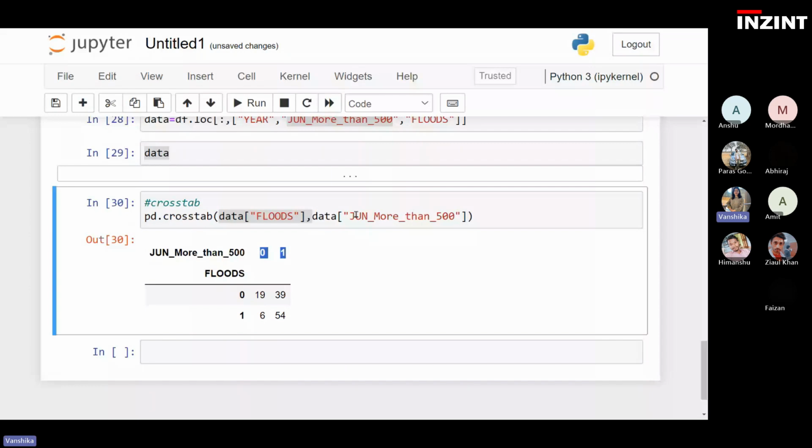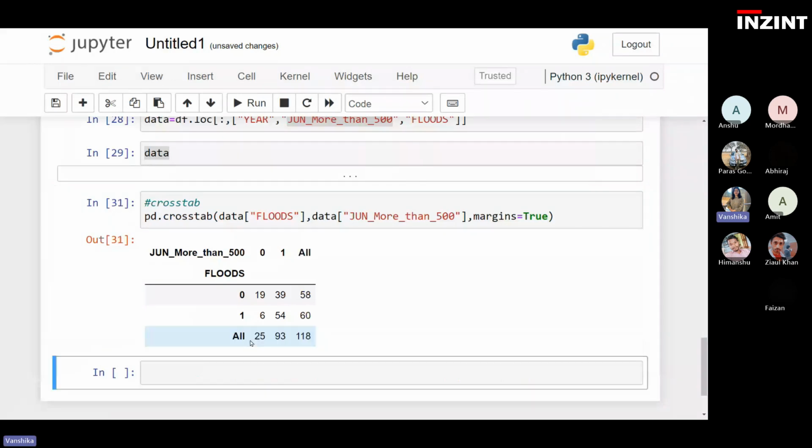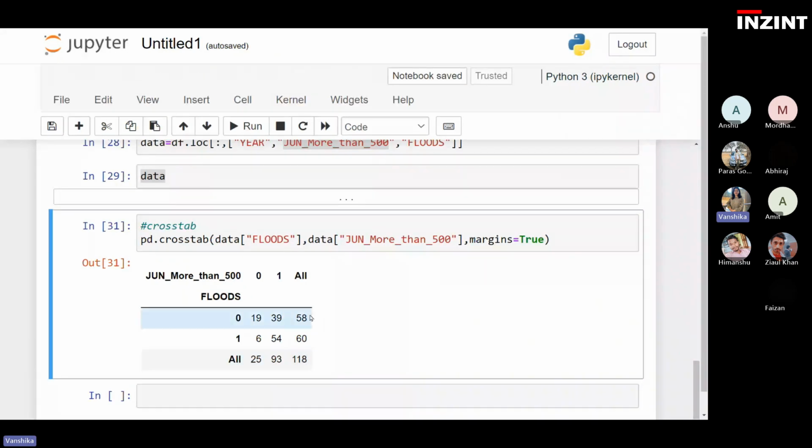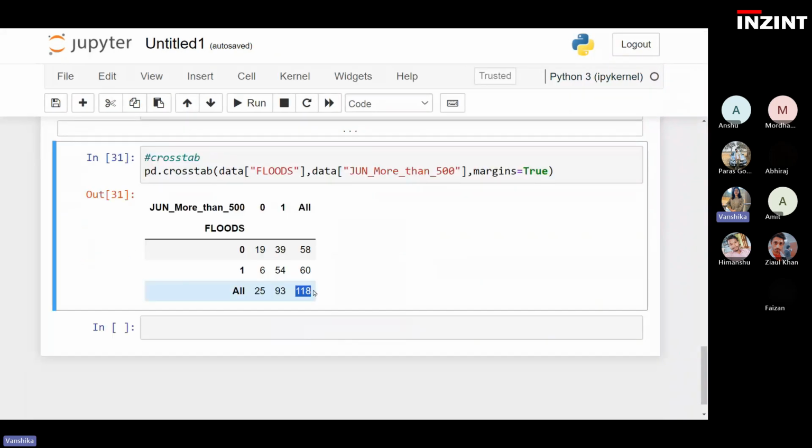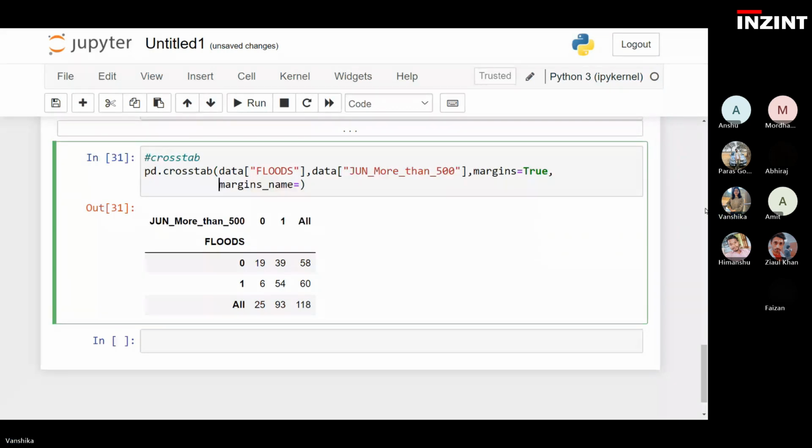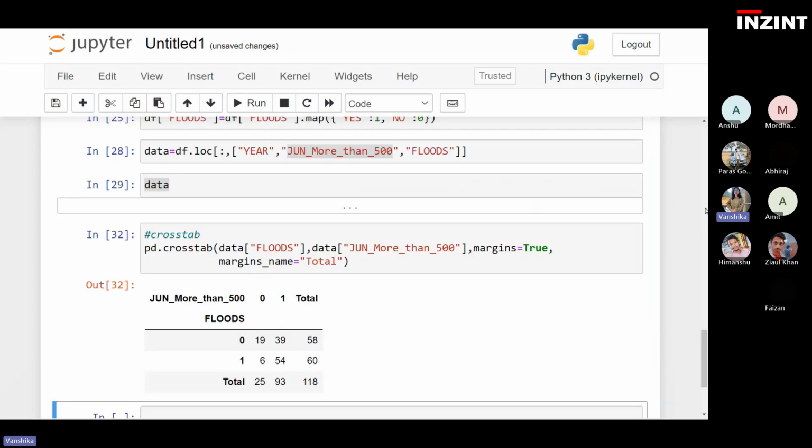One more thing can be done here: if you set the margins parameter equal to true, please observe the change in the data frame now. I also get the calculation. So 19 plus 6, 25; 39 plus 54, 93. और रो का भी कैलकुलेशन मेरे को मिल जाता है. टोटल इंस्टेंसेस कितने हैं, that is also available to me now. For your ease, I'm going to change margins का नाम. So margins_name is the parameter you can use for that. And you can set it to whatever name you want to display. So, total.